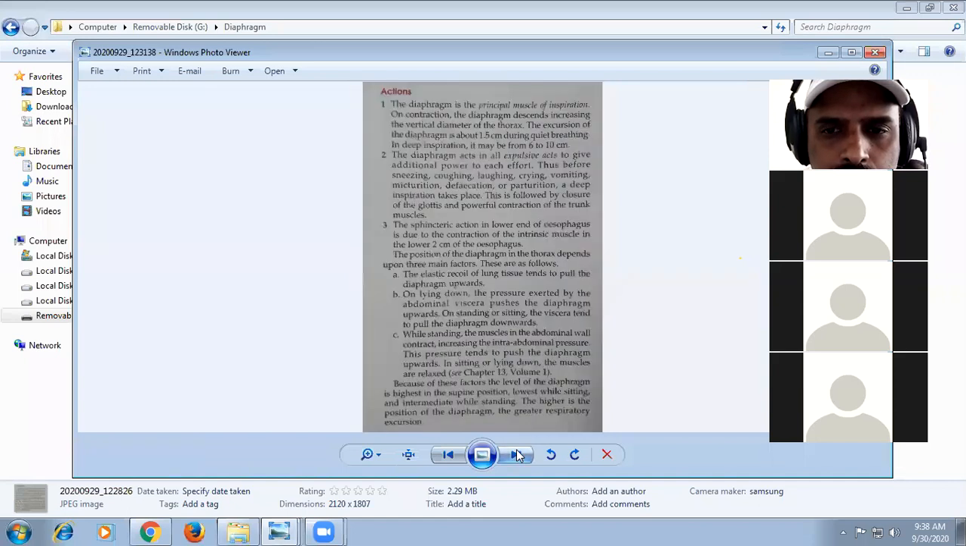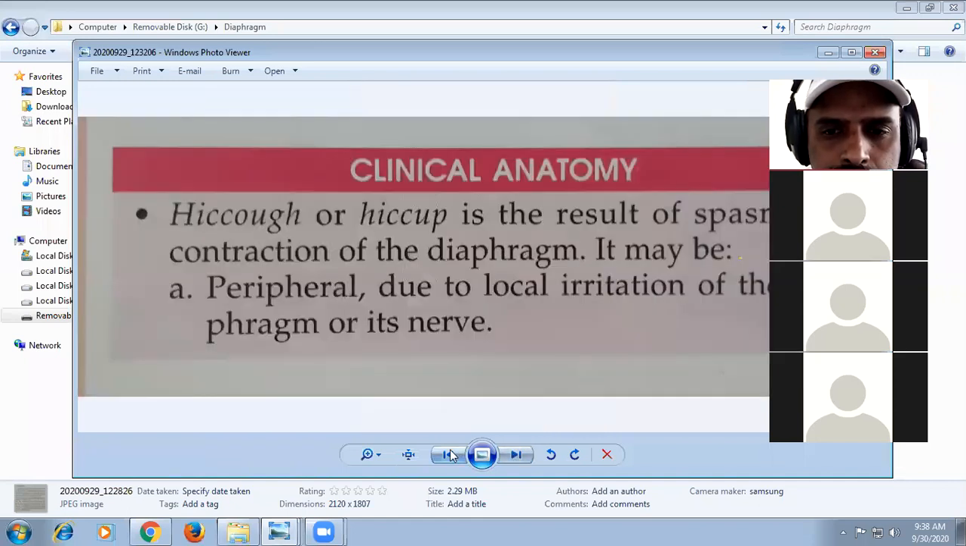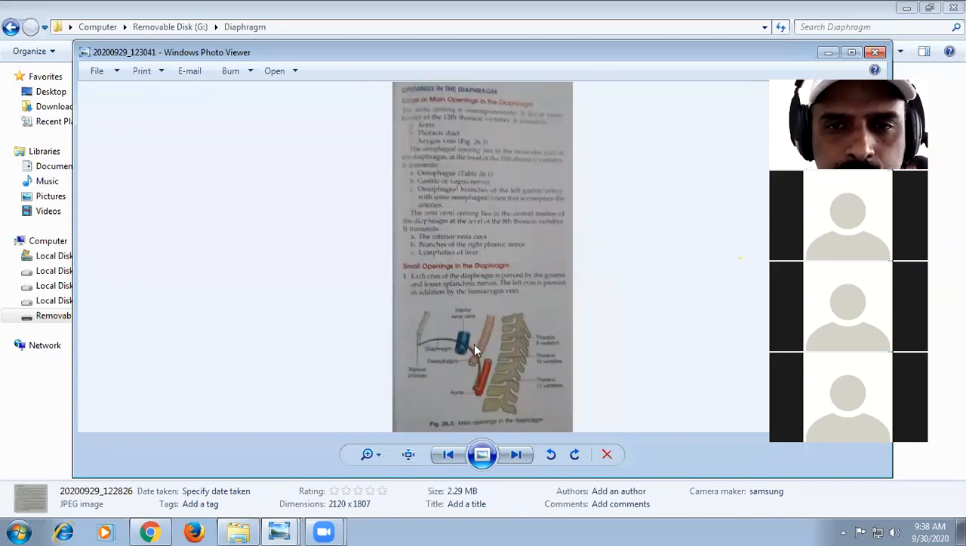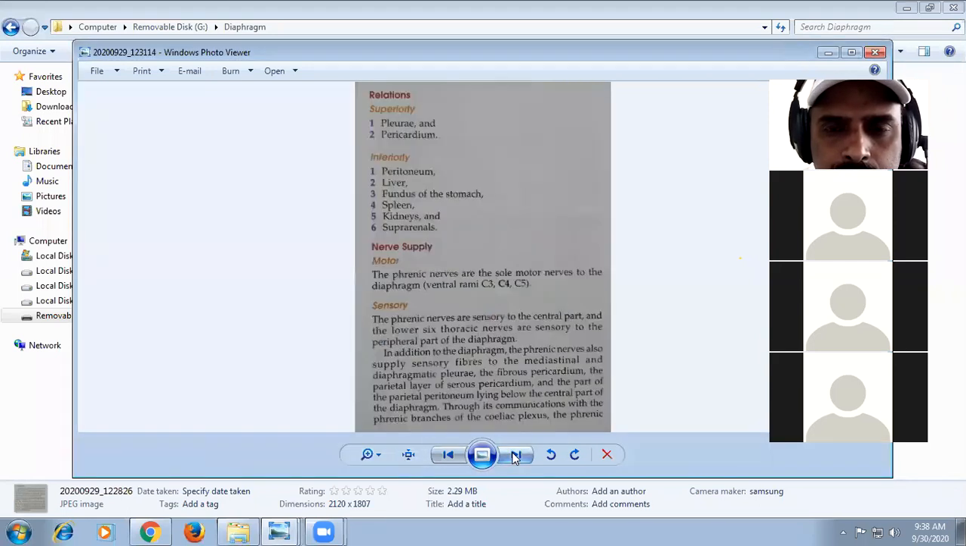Next come the other parts which are crossed. They are small structures which are crossing. Most important you have to remember here the esophageal, inferior vena cava and aortic larger openings, that you have to know. So this is all about the larger and smaller openings of the diaphragm. So next, going to the relations.